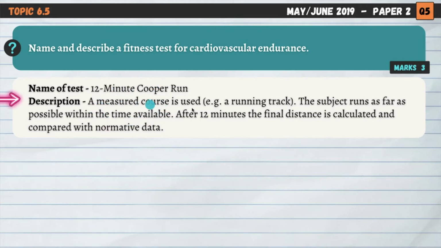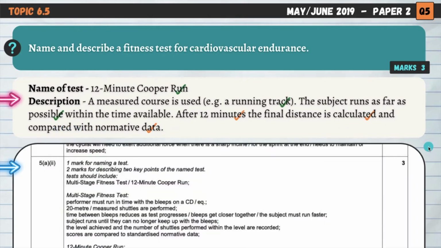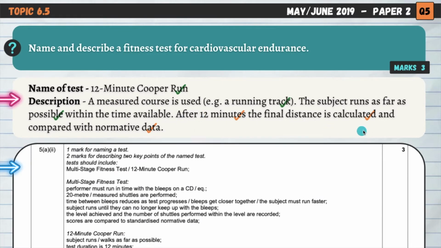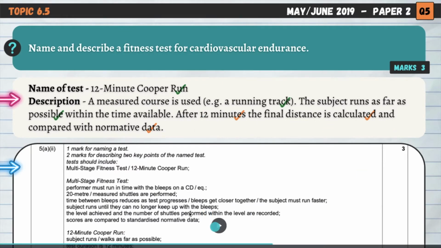So we use a measured course, the subject runs as far as possible. Then after 12 minutes, the final distance is calculated and it's compared with normative data. Now let's see where the marks come from. There's a couple of orange ones in here because I put much more information than was required.